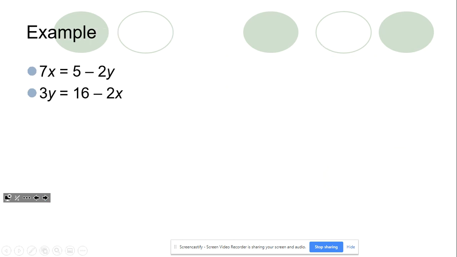Here's an example for you to try. Pause the video at this point to give yourself a chance to try it on your own. So the first thing I need to do is get these equations into standard form. The top equation gets into standard form by adding 2y to both sides. So my new equation is 7x plus 2y equal to 5. On the bottom equation, I'll add 2x to both sides. That'll give me 2x plus 3y equal to 16.